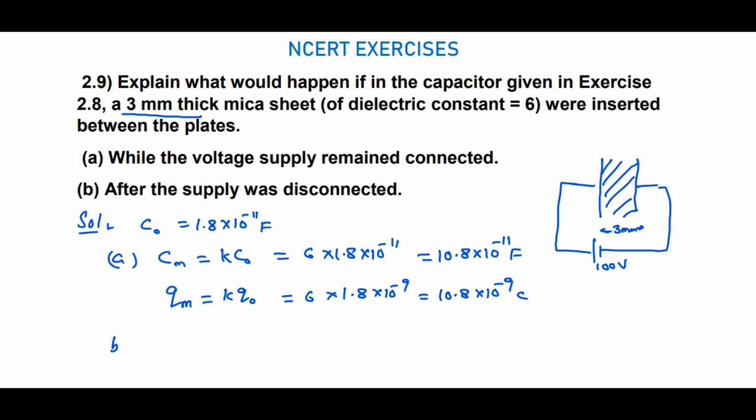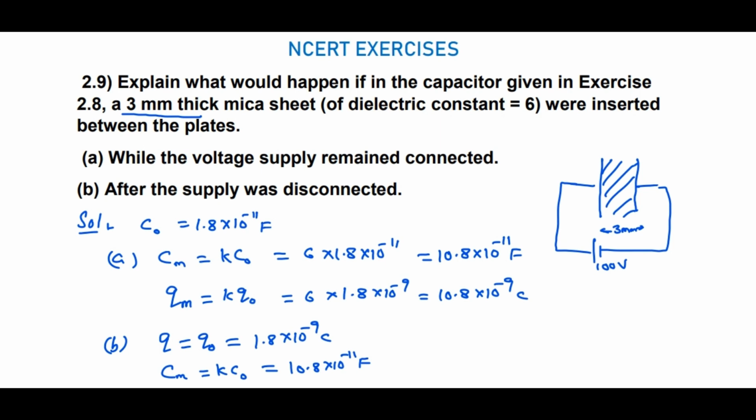Here, coming to B, after the supply was disconnected, the charge remains the same. Q here is equal to Q naught only, that is 1.8 into 10 power minus 9 coulomb. Capacitance in the case of medium becomes K times C naught only, that is, as we did previously, 10.8 into 10 power minus 11 farad.